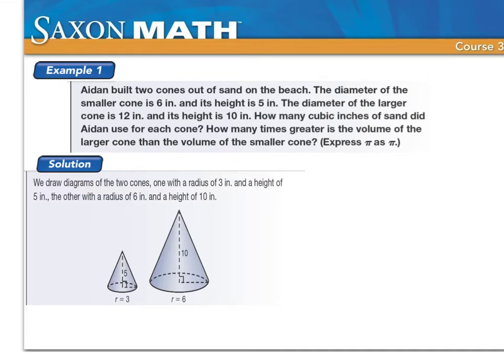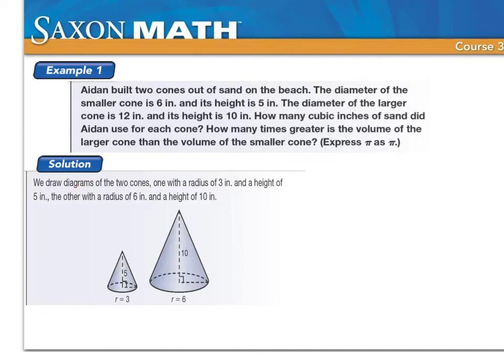Okay, we've got a word problem here. It says Aiden built 2 cones out of sand on the beach. The diameter of the small cone is 6 inches and its height is 5 inches. The diameter of the larger cone is 12 inches and its height is 10 inches. How many cubic inches of sand did Aiden use for each cone? And then, how many times greater is the volume of the large cone than the volume of the smaller cone? And it says to express pi as pi. So instead of multiplying times 3.14, we're going to leave it as pi.